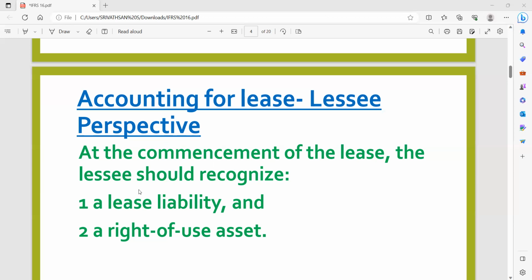Right of use asset. This is quite straightforward. The lessor is not providing you the ownership of the asset. The lessor is providing you the right to use the asset for a period of time, and this creates an asset to you, and that asset is known as right of use asset. And this lease liability will be shown on the liability side of the balance sheet, and you have to show this right of use asset on the asset side of the balance sheet.